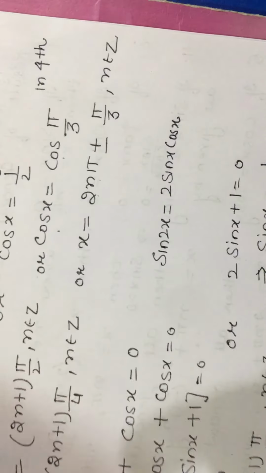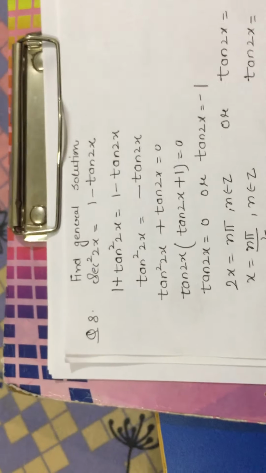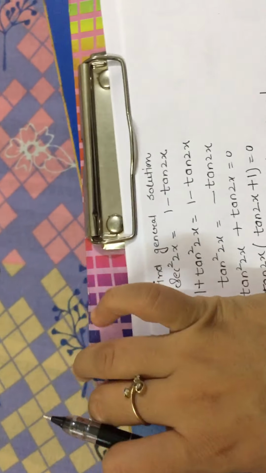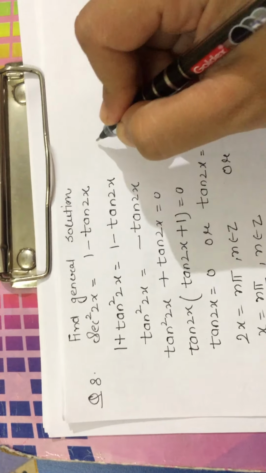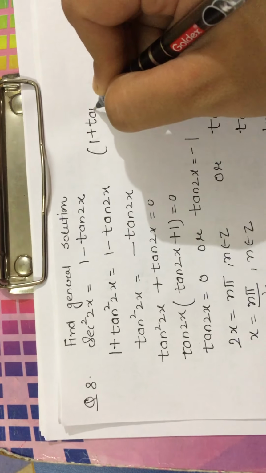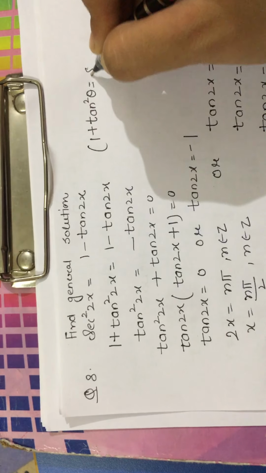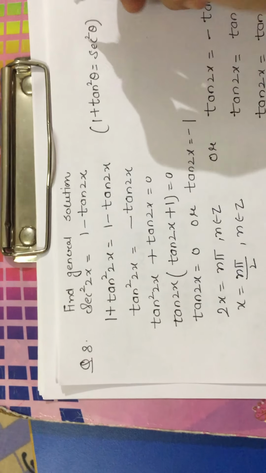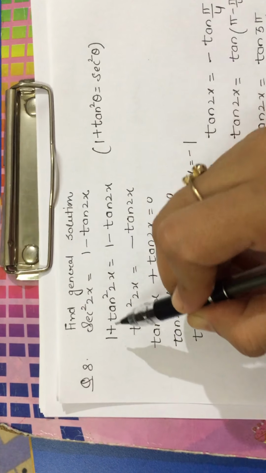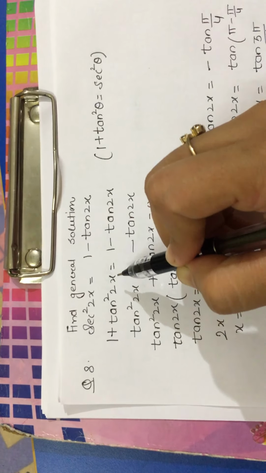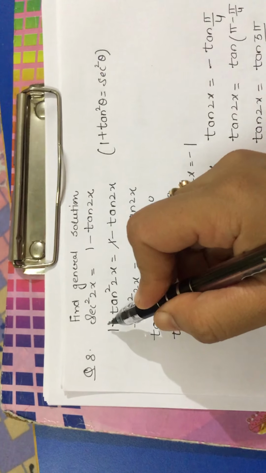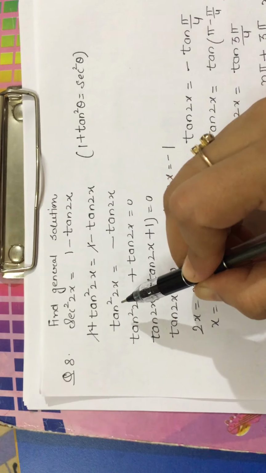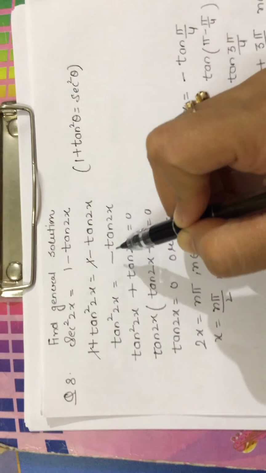Next, question number 8 is, find the general solution of trigonometric equation secant square 2x equal to 1 minus tan 2x. You know that 1 plus tan square theta is equal to secant square theta. So we can write secant square 2x as 1 plus tan square 2x. This is equal to 1 minus tan 2x. So 1 will be cancelled here. That means you have tan square 2x equal to minus tan 2x.